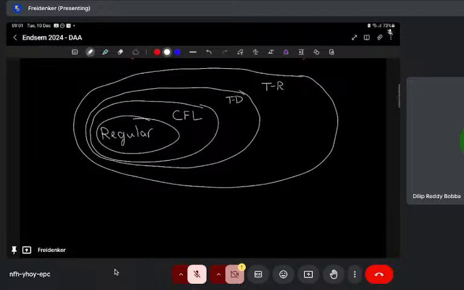Proper subsets in the sense that I can always find one CFL that is not a regular language. I can always find one Turing decidable language that's not a CFL. I can always find one Turing recognizable language that's not Turing decidable, and so on. So they're all proper subsets in that sense.